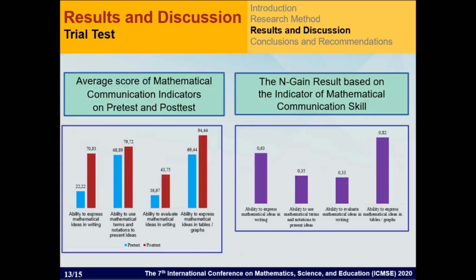And then this is the average score of mathematical communication indicators on pretest and post-test. And this is the NGain result based on the indicator of mathematical communication skill. And we know that the ability to express mathematical ideas in tables or graphs has the highest NGain for the indicators of mathematical communication skill.